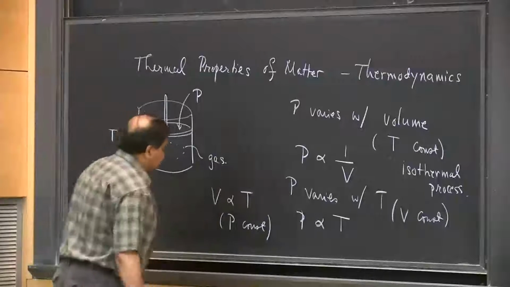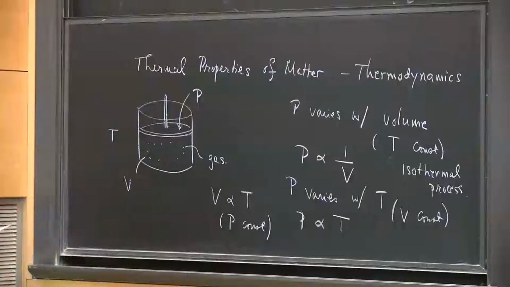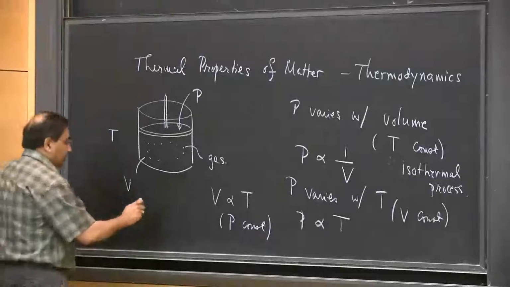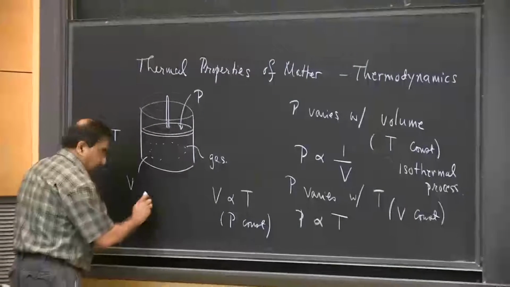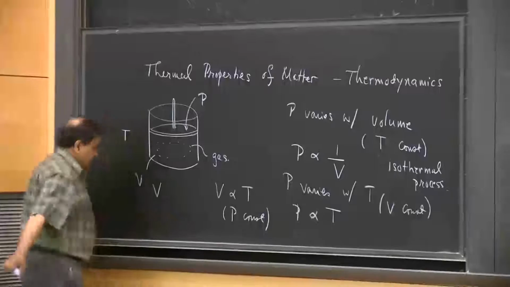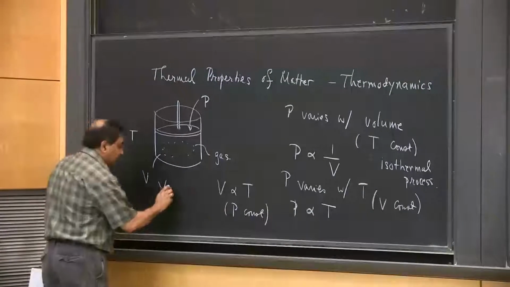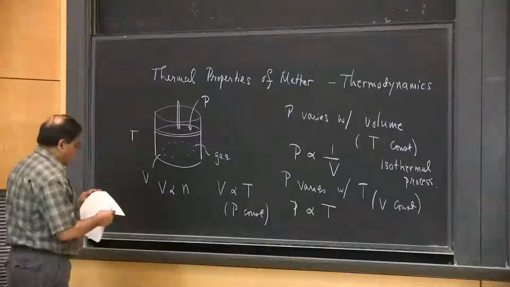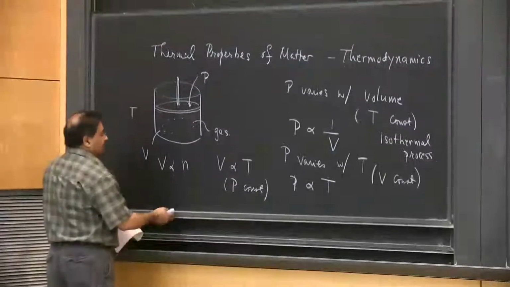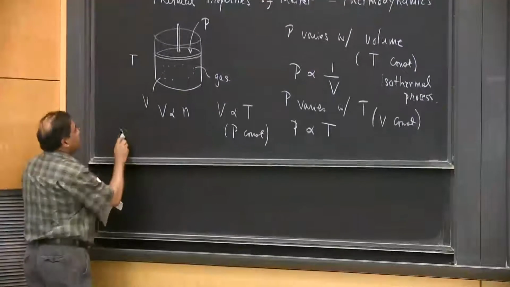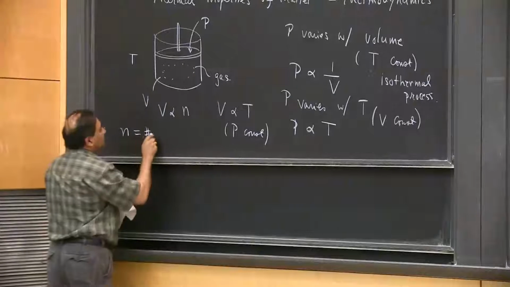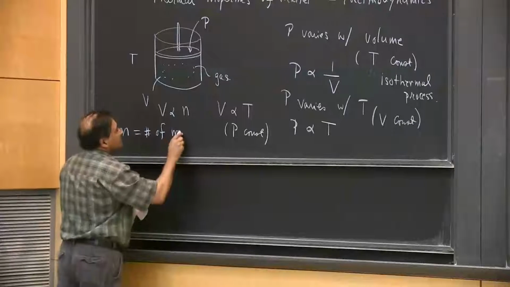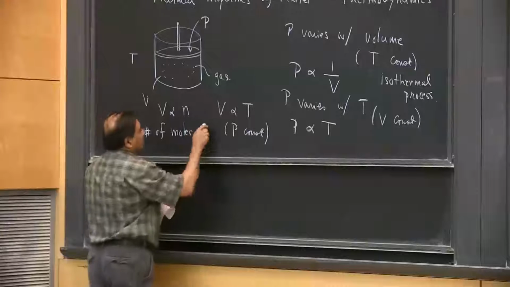So V is proportional to T. Furthermore, it won't be a surprise to realize that V will be proportional to the number of moles of the gas. So what is the number of moles of a gas? That I denote by N. N is equal to the number of moles of the gas.